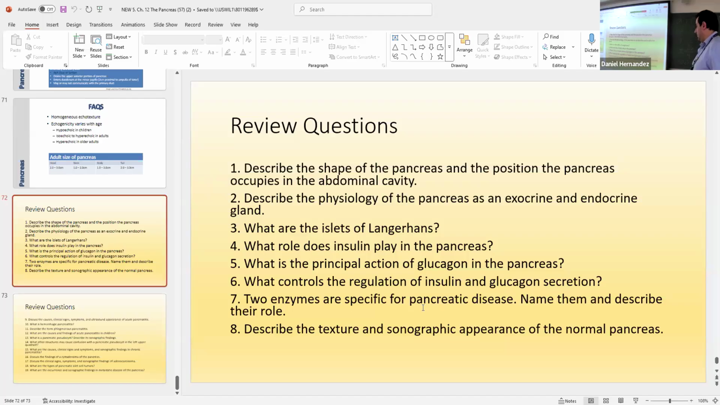Be able to describe the normal echo texture of the pancreas. So homogeneous. For normal adults, it's isoechoic to the liver. The older you are, it becomes more echogenic due to fatty infiltration of the pancreas.